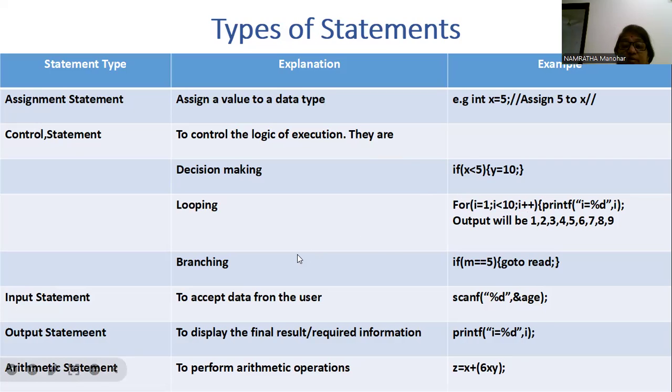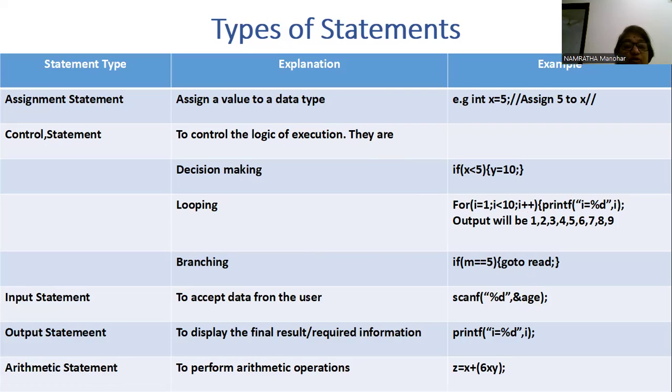Next is branching. So if m is equal to 5, go to read. That is, I have a set of lines, but the logic for a particular decision lies somewhere in some other part of the program. Then we can use branching.